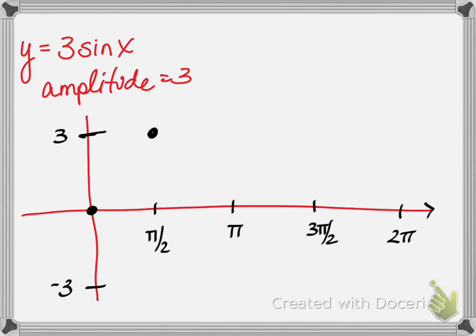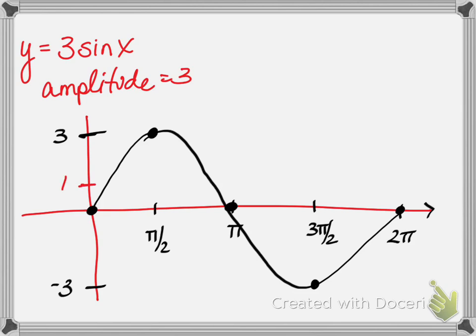Sine of pi is 0. 3 times 0 is 0. Sine of 3 pi over 2 was negative 1. But multiplied by that amplitude of 3, it's down to negative 3. And it's back up to 0. So let me just add in what the parent function would look like. So the parent function for sine, it starts at 0, it hits its height, it's 0 again, hits the low part, back to 0.